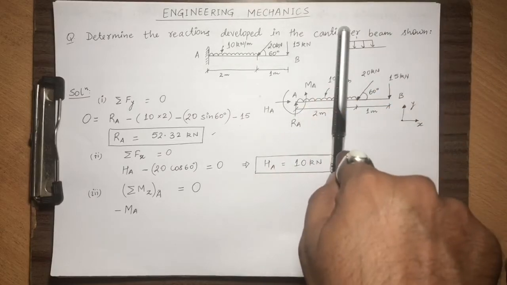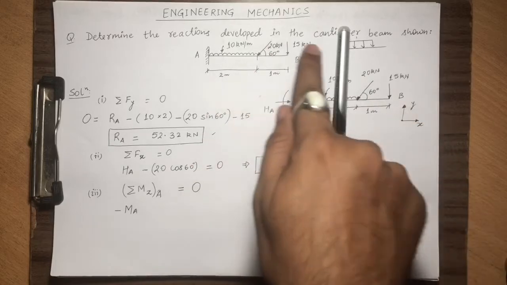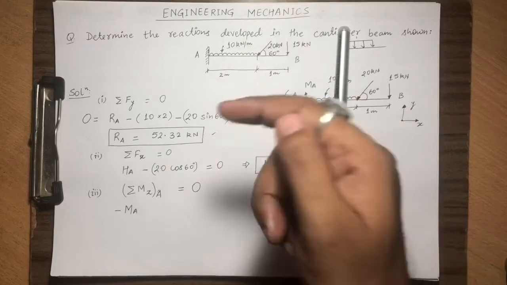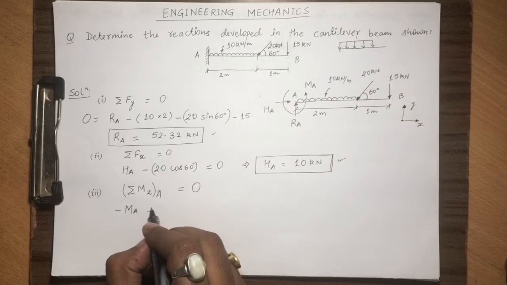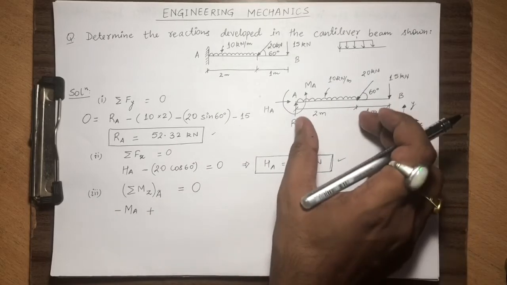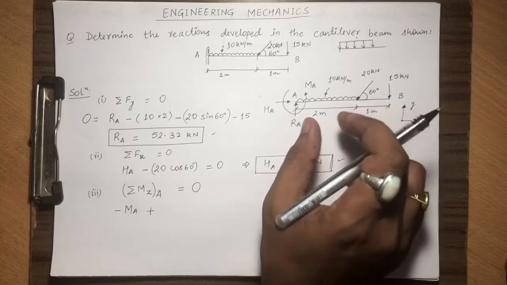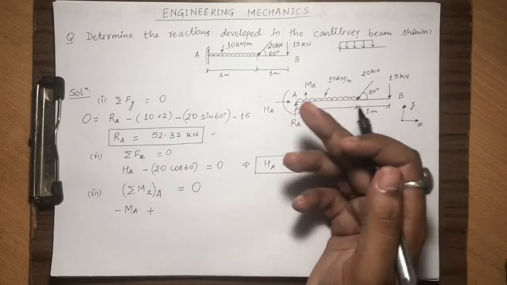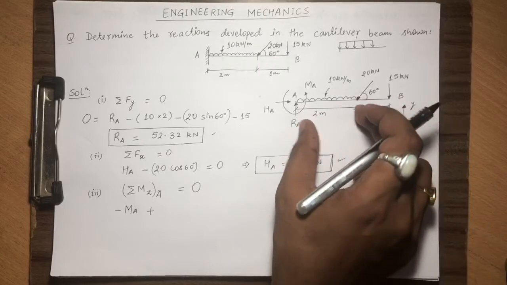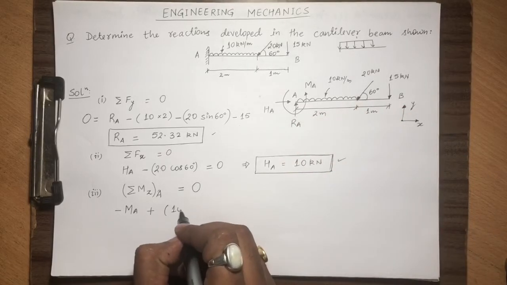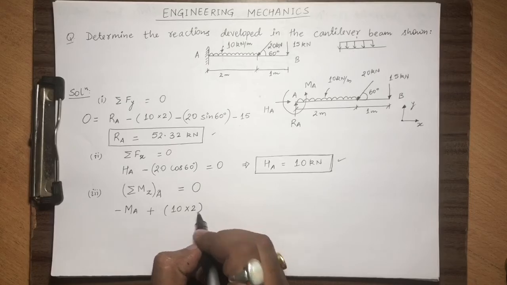So this is the direction, this is the point. So this is clockwise. So clockwise will be positive. So this direction is clear. How much is the magnitude? Magnitude is the force multiplied by the lever arm or the moment arm. So the total force is 10 into 2.